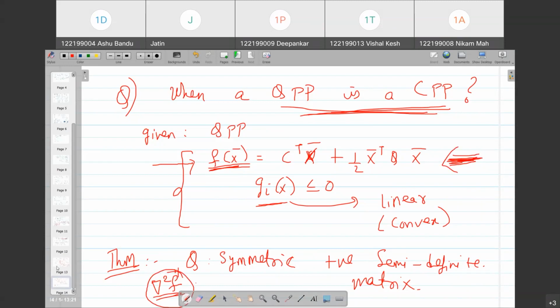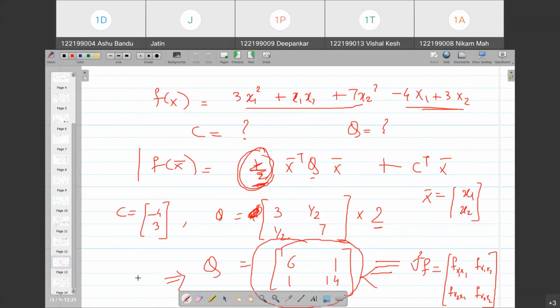Okay. Now if I go to the earlier example, is this QPP a CPP? Your Q is a symmetric matrix. Is it a positive definite matrix? Whether the principal minors are positive, what is my delta 1? It is 6. What is my delta 2? It is a determinant of this matrix. What is the determinant of this matrix? Is it positive or negative? Positive. So all the principal minors are positive.